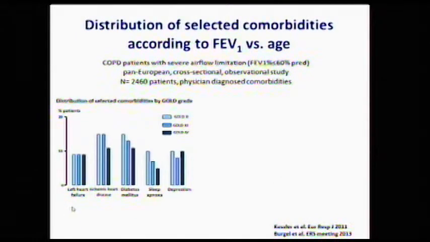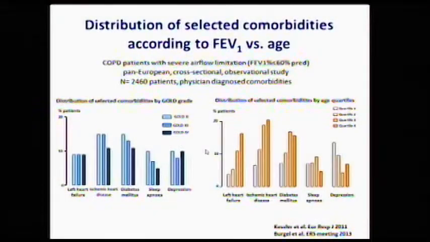So if you look for various comorbidities, for example, left heart failure, ischemic heart disease, diabetes, sleep apnea, depression, diagnosed by doctors, and you look at the prevalence of these comorbidities in the percent of patients here, according to GOLD stage, GOLD 2, GOLD 3, and GOLD 4, you see that the prevalence of comorbidities is almost the same in each GOLD stage, at least for cardiovascular and metabolic disease.